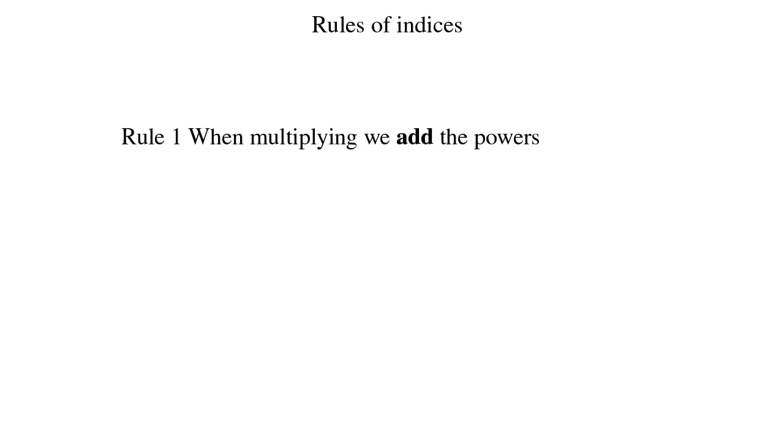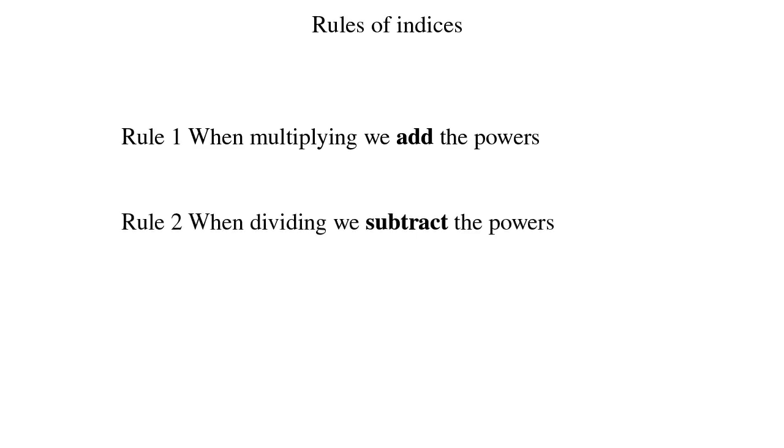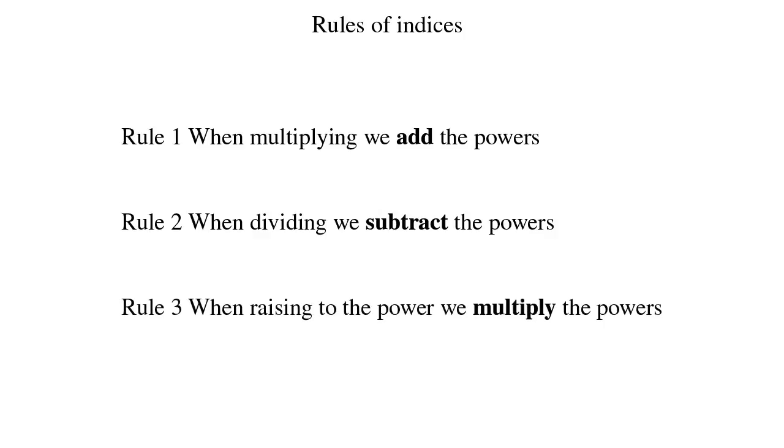Those are the 3 rules. Remember, when we're multiplying numbers in index form, we add the powers. When we're dividing numbers in index form, we subtract the powers, and when we're raising to the power of numbers in index form, we multiply the powers. Please note, the number has to be the same in each case.